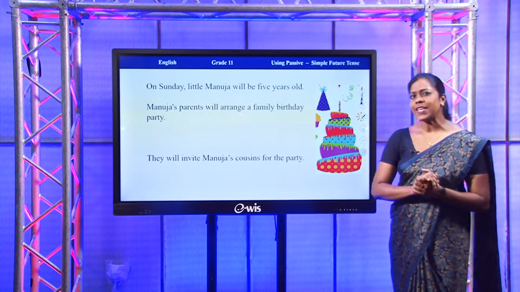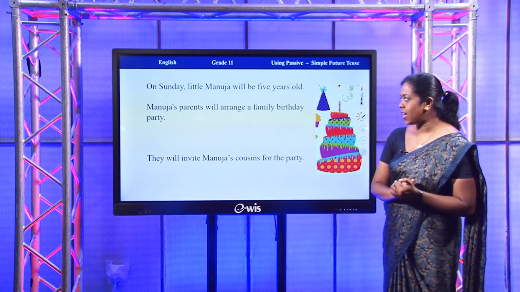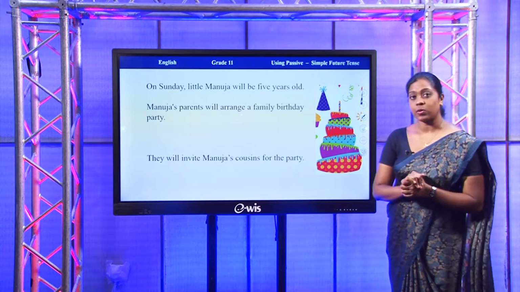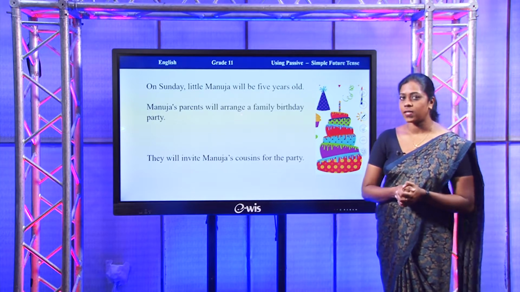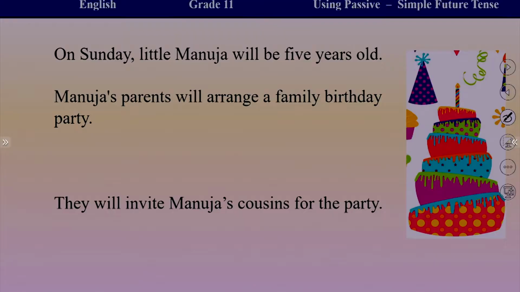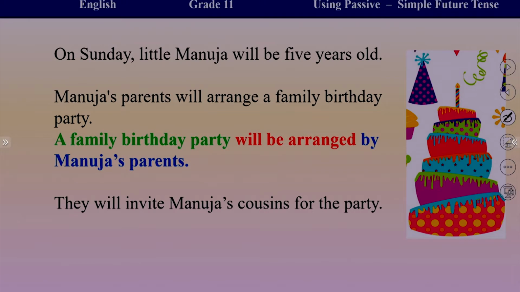Right. To make it easier for you to understand, I have broken the paragraph into sentences, and here you can see the sentences and see how the answers are going to be. Just please check your answers with mine and see whether that matches. On Sunday, little Manuja will be 5 years old. Manuja's parents will arrange a family birthday party. Right, what is the answer? A family birthday party will be arranged by Manuja's parents.